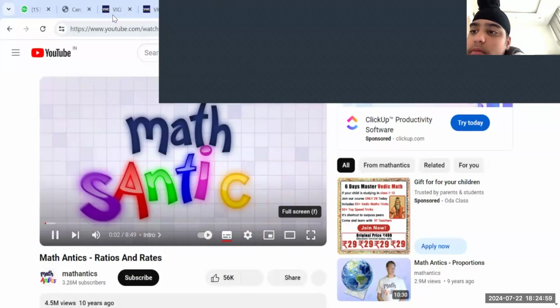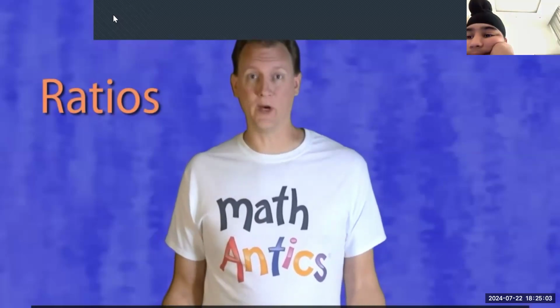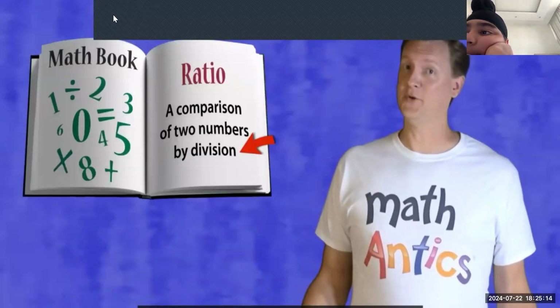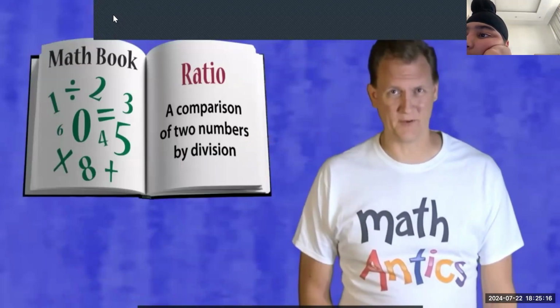Hi, welcome to Math Antics. In this lesson, we're going to learn about ratios. Well, what in the world's a ratio? Well, let's look it up in a math book to find out. It says here that a ratio is a comparison of 2 numbers by division. Well, that's true, but it's also a little confusing.